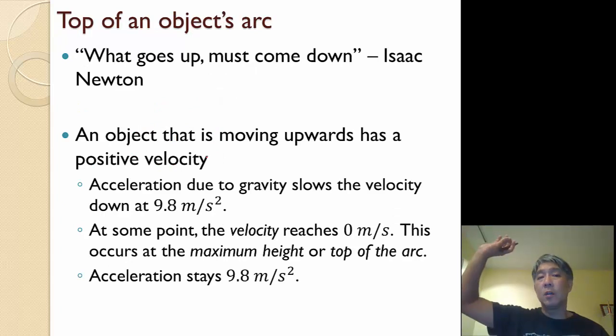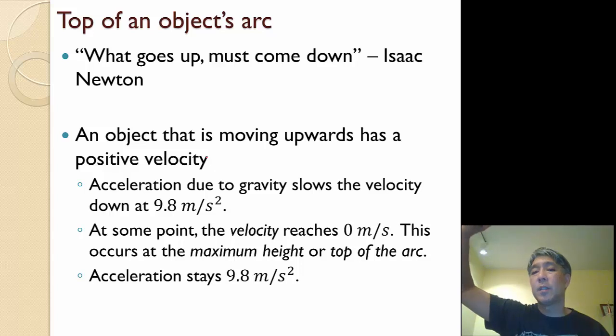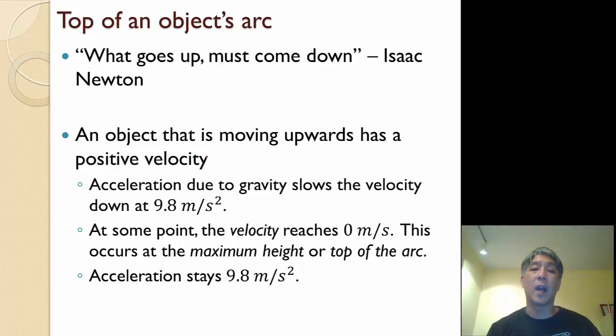So let's talk a little bit about the top of that arc. As Isaac Newton says, what goes up must come down. Right at the top of the arc, my velocity does become 0, but it doesn't stay there. Acceleration stays all the time. All the time it's going to come back down at 9.8 meters per second squared.